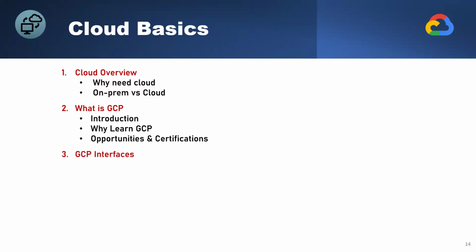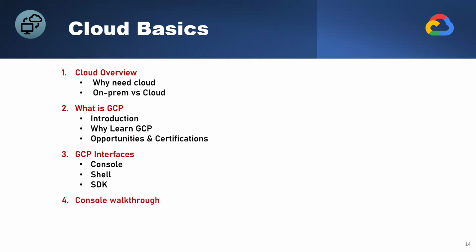The third topic is GCP interfaces. We already know that in GCP we have plenty of services. If I want to work with the services, can you tell me the interface? We have three interfaces: Console, Cloud Shell, and Cloud SDK. How to work with the console, how to work with Cloud Shell, and how to work with the SDK, I am going to tell you in this topic.